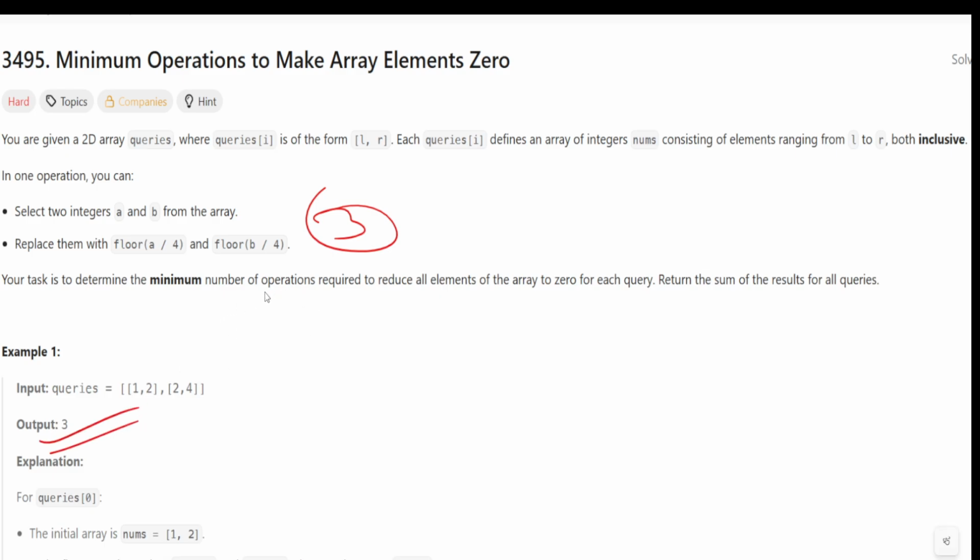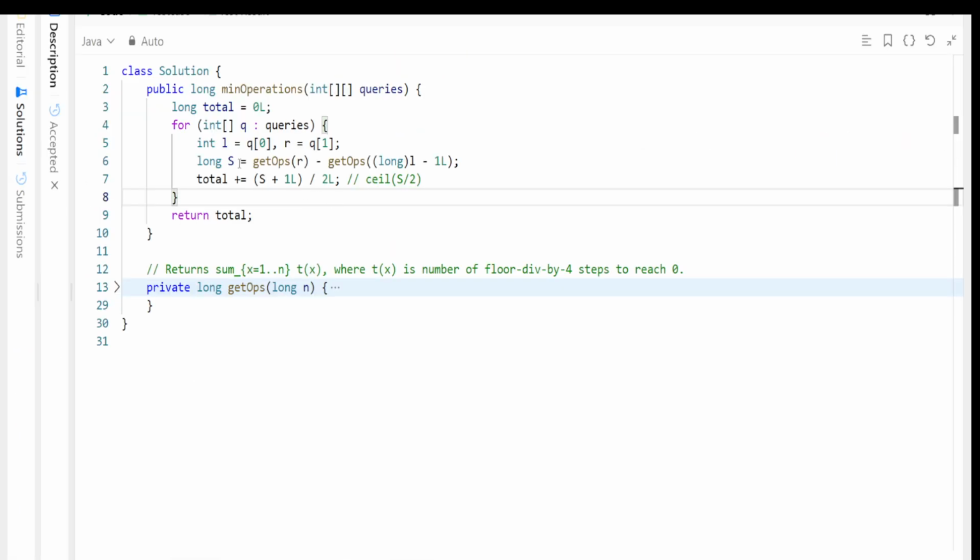Okay, so it's tricky, you have to understand the tree. Don't worry if you don't understand, I'll show you in the code and you will understand. Very first, let's understand we have been given these queries, right? And what we need to do is find the total operations, the minimum operations, we can say.